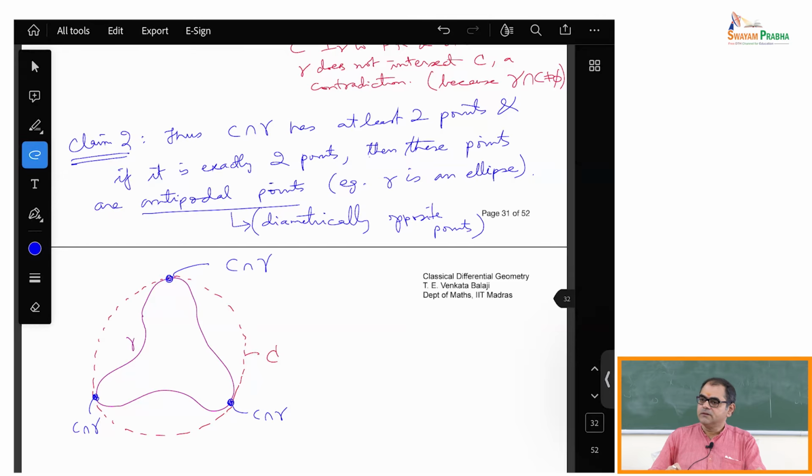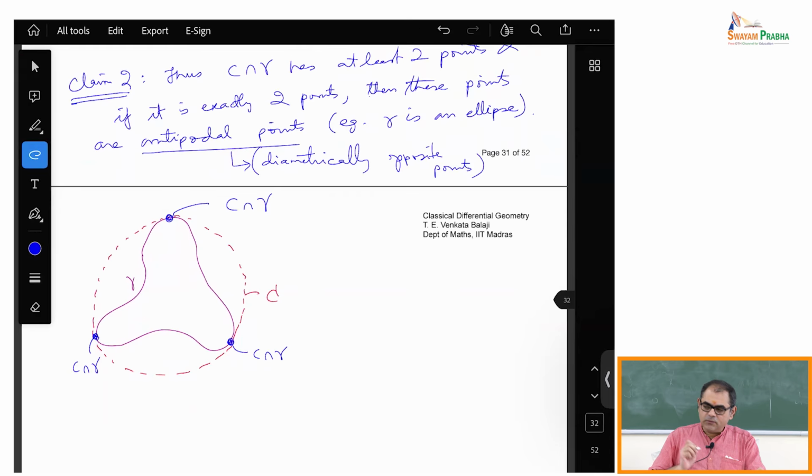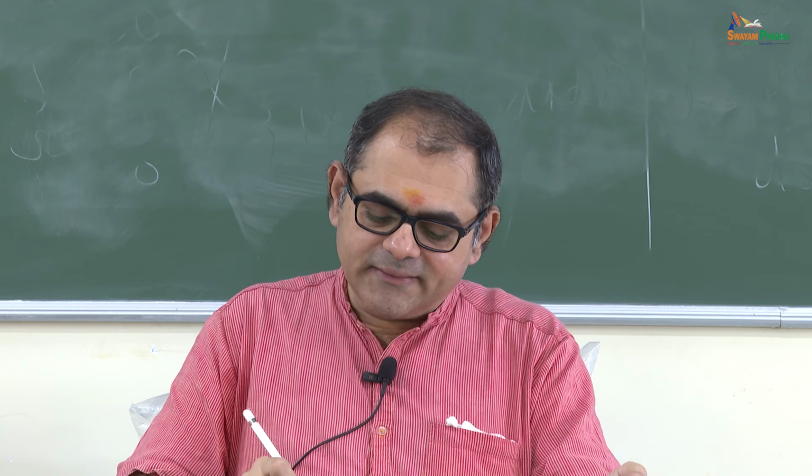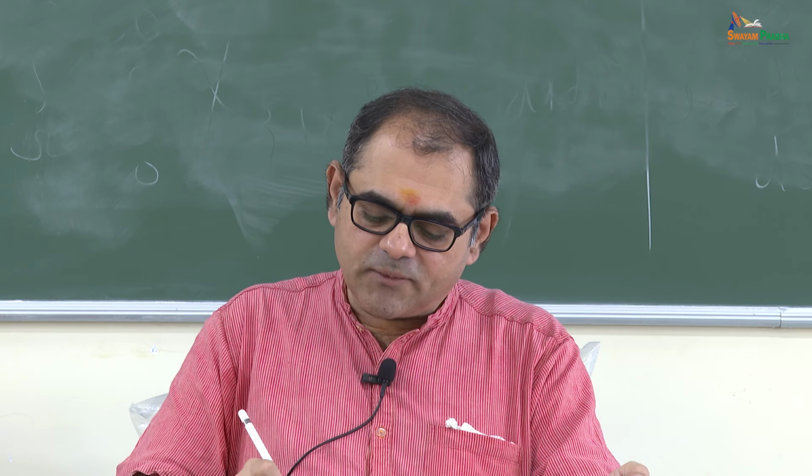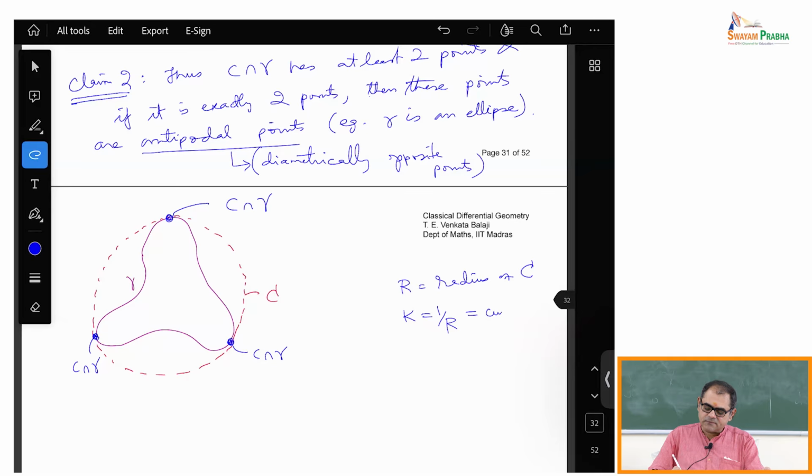So you look at this picture, and you see, let R be the radius of C, the circle, the smallest circle that contains gamma. Then you write capital K to be 1 by R. That will be the curvature of C. You can take it as the signed curvature of C if you traverse C in the anticlockwise sense, if you want.